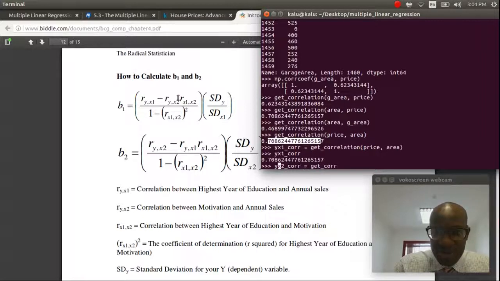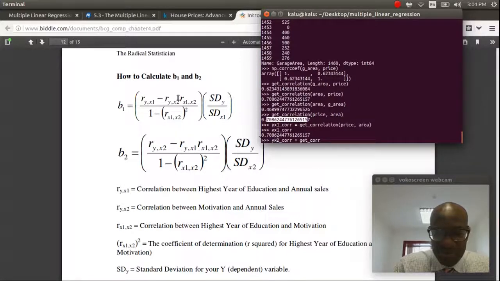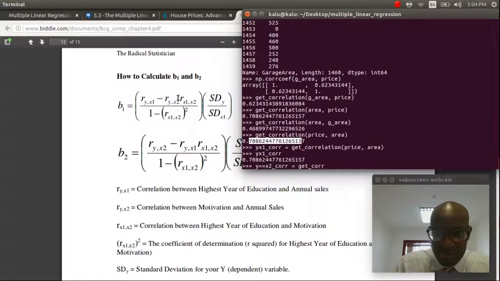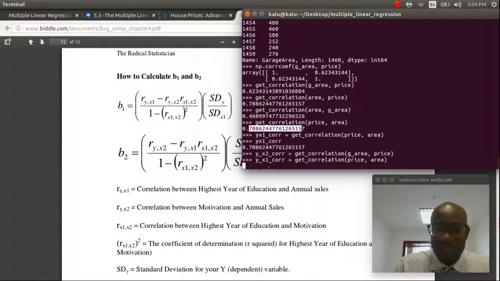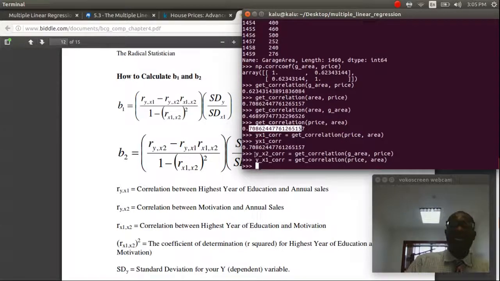Let's go ahead and separate this. Excuse me. yx2 correlation equals get correlation between our x2, which is our garage area, and price. It doesn't matter which order you write it. Let's change the name of the first one so it is y underscore x1 underscore correlation, just like this one. So now we have our two correlations.